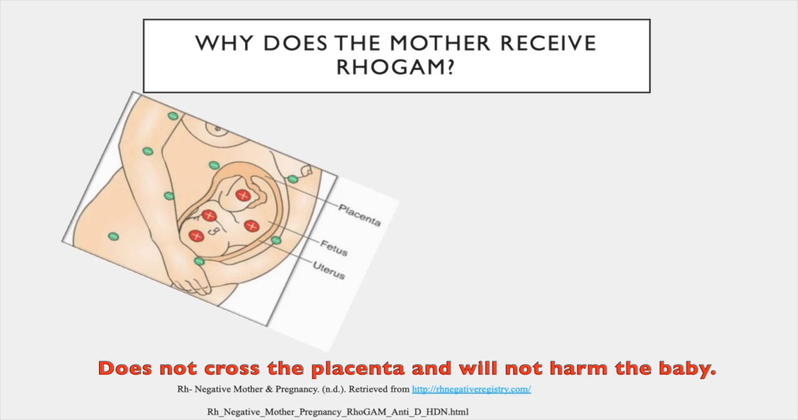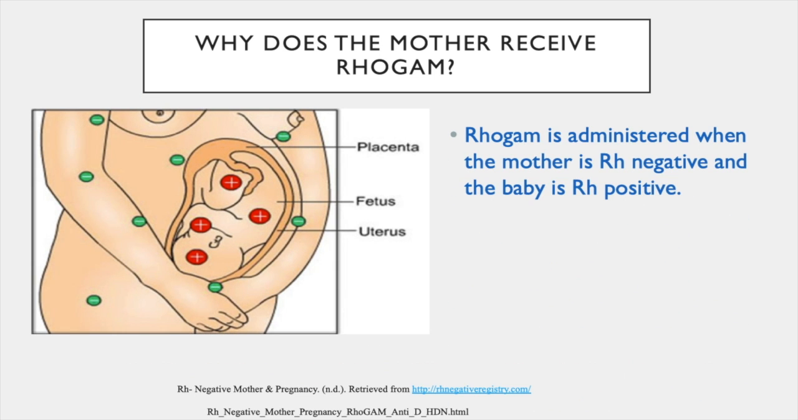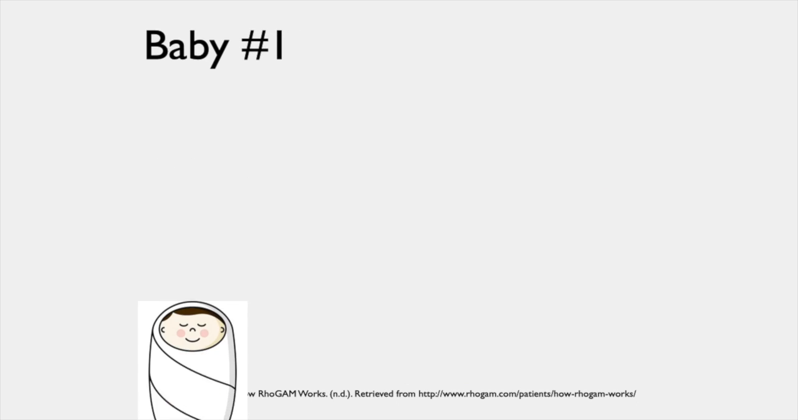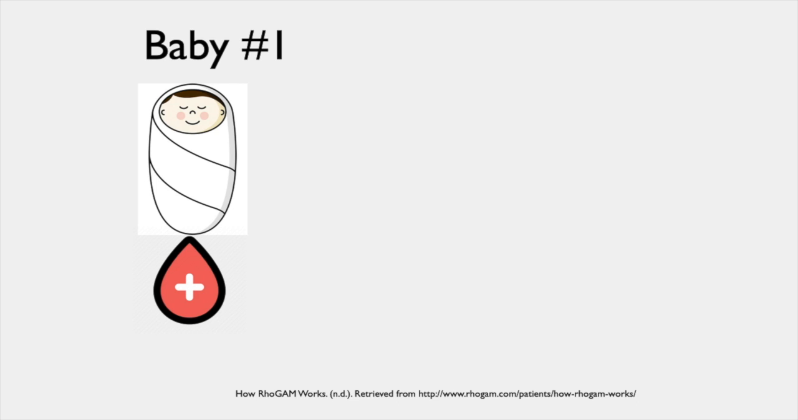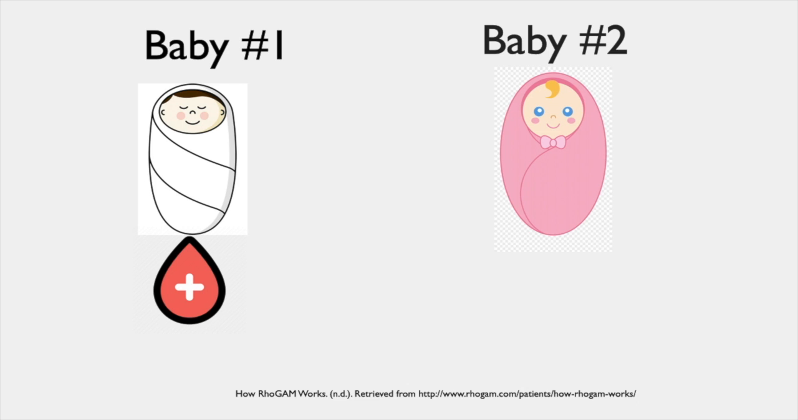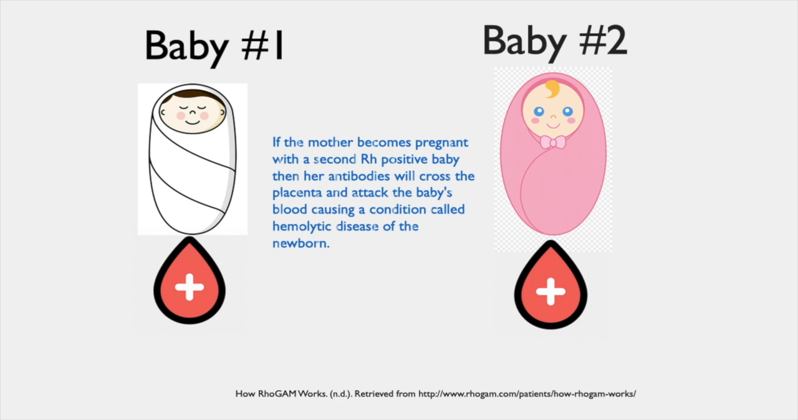So why does the mother receive Rhogam? Rhogam is given to mothers who are Rh negative and have an infant who is Rh positive. If the mother has a miscarriage or abortion, she still needs to receive Rhogam if her baby is Rh positive. Let's say the mom has baby number 1 and this baby is Rh positive. She will receive Rhogam with this baby to prevent any complications with baby number 2. Now she has another baby, baby number 2, and it is also Rh positive. So we would administer Rhogam.